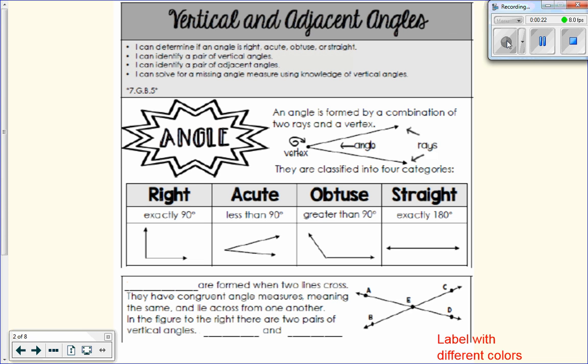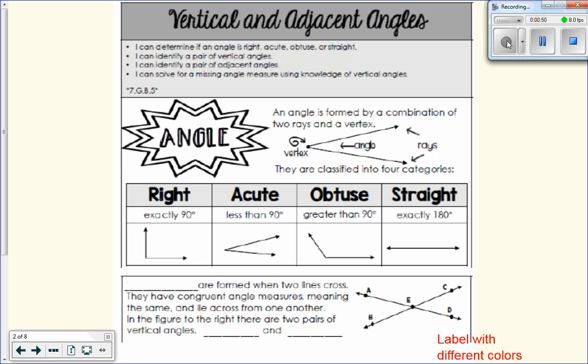Alright, so an angle is formed by a combination of two rays and a vertex. You see here, they are classified into 4 categories. You should be familiar with each of these categories. We have a right angle of 90 degrees, an acute angle is less than 90 degrees, an obtuse angle is greater than 90 degrees, and a straight angle is exactly 180 degrees, and that is very important to know.